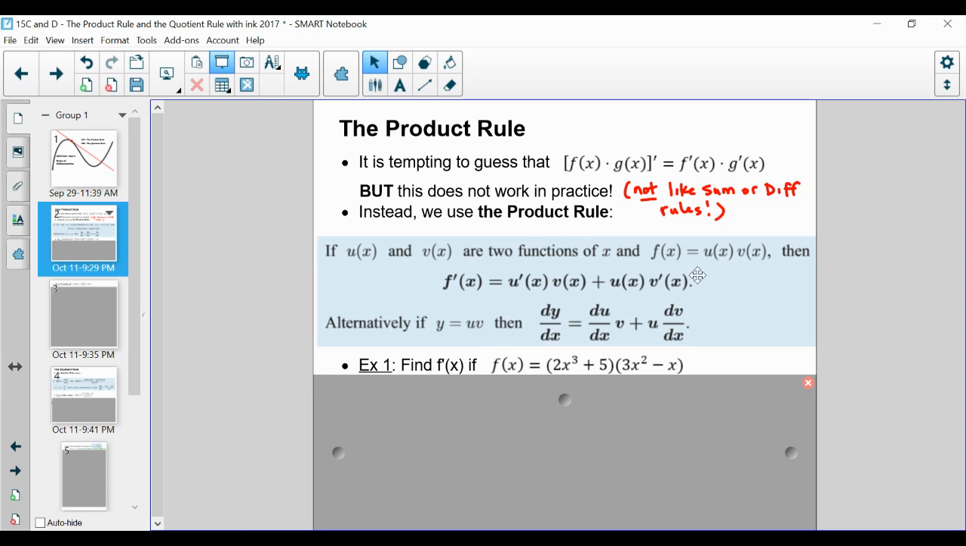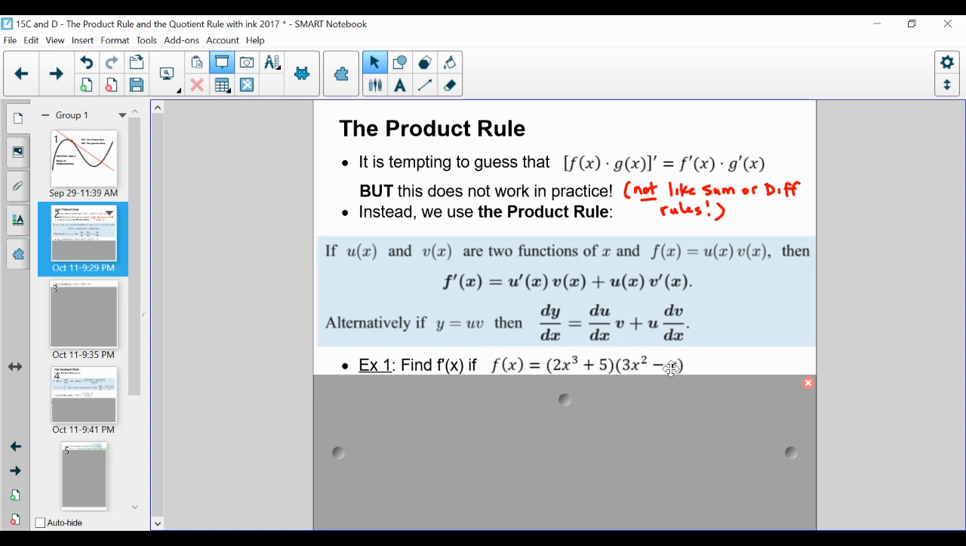So the product rule says if we have two functions that are being multiplied together, then the derivative is equal to the derivative of the first function times the second function as is, plus the derivative of the second function times the first function as is. And we can write it in either Lagrange notation or in dy by dx notation. So here's our first example.